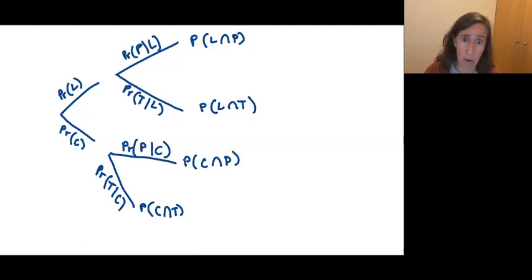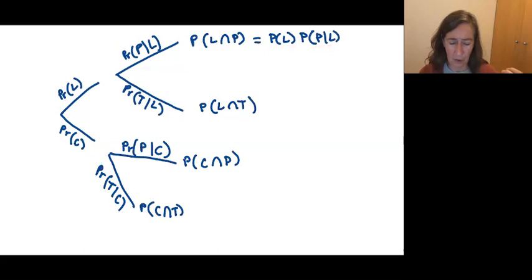And those are all calculated using exactly that rule that I had just written: the probability of L times the probability of P conditional on L. I'm writing it in a different order because this is the order that makes sense with the logic of the tree, but these are just numbers. So of course we can switch the order of multiplication.